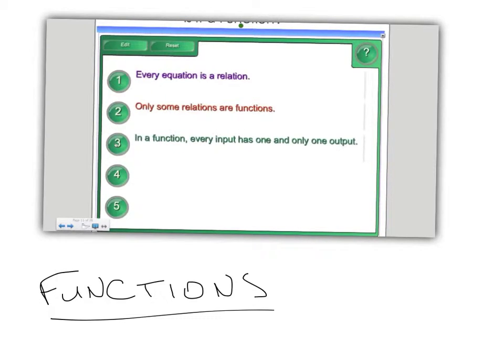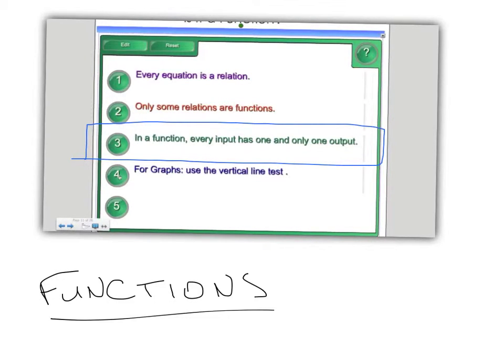The key definition for a function is right here: every one input has exactly one output. And when you have a graph, you need to use the vertical line test, which is a very simple, easy way to see if a graph is a function. We'll go over this in just a moment in more detail.